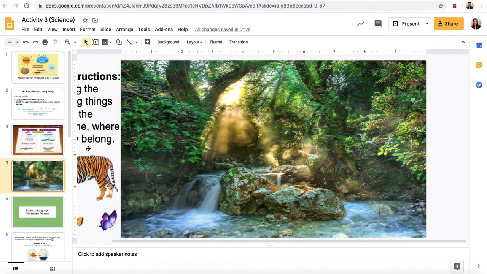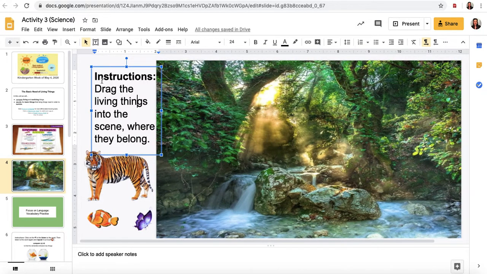So your first activity today, when you get in here to do this on your own, is going to be slide 4. Now, when you first look at slide 4, you're going to say, well, I can't see it all. But if you just click over here, you're going to see the instructions. Drag the living things into the scene where they belong.